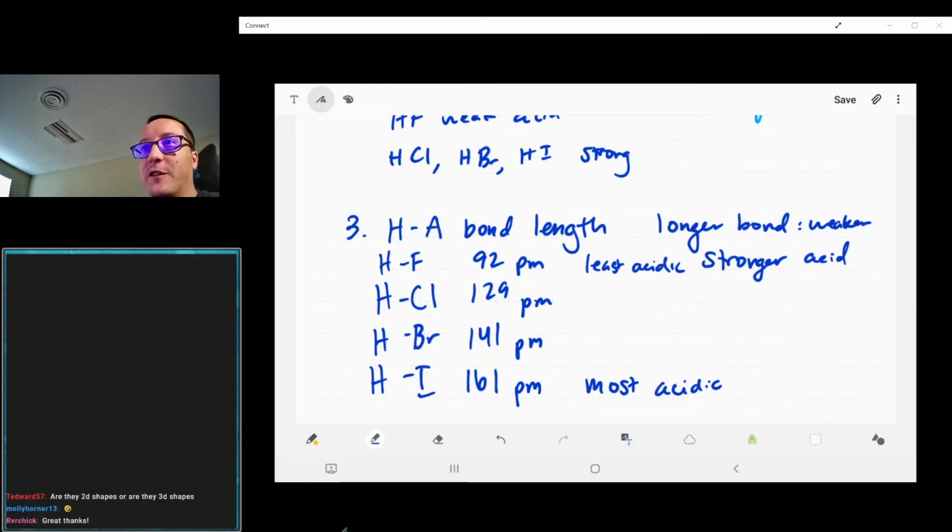And for bases, it's all the same stuff, except you replace the word acid with base, and you replace conjugate base with conjugate acid. So everything's the opposite. The more stable your conjugate acid is, the stronger your base is. So it's all the same stuff, just in reverse. All right?